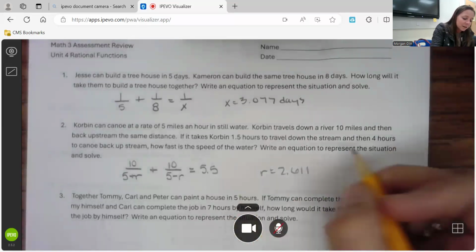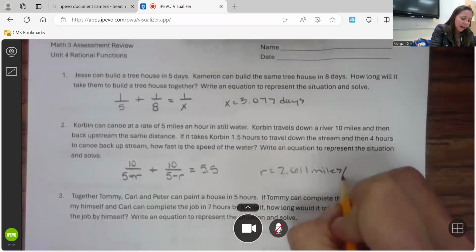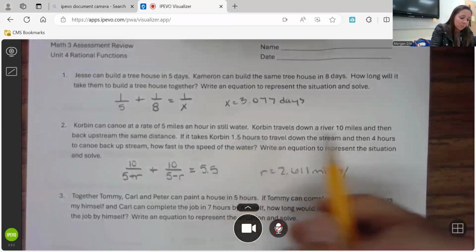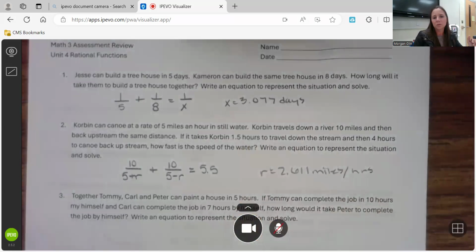And so this is miles per hour because we were talking about the distance in miles and the time in hours. So the current is running at 2.611 miles an hour.